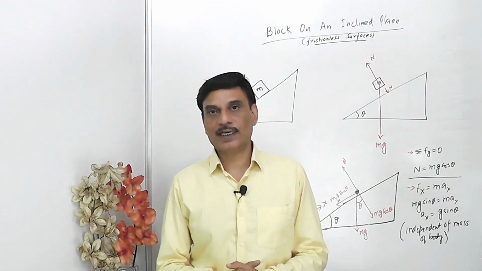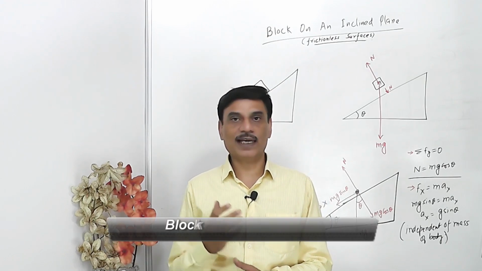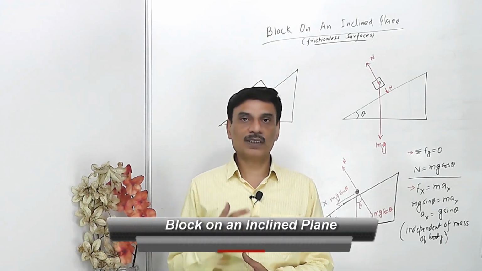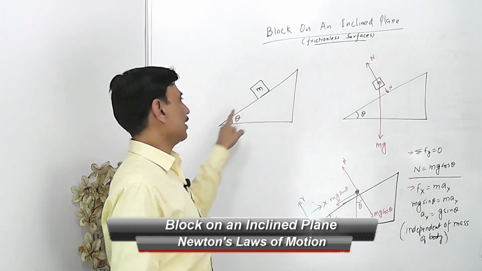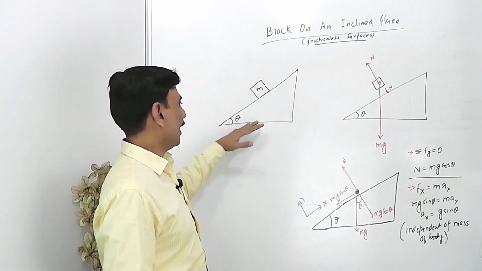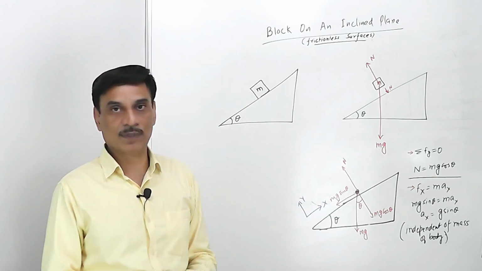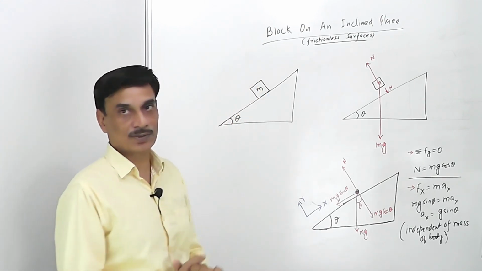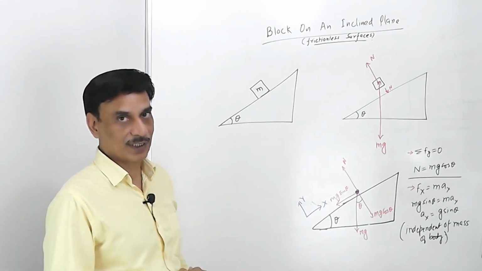Now let's understand the forces which are applied on a block which is lying on an inclined plane and what is its acceleration. Let's say this is an inclined plane at an angle theta with the horizontal, and there is a block of mass m which is over here, it has been released. All the surfaces are frictionless.